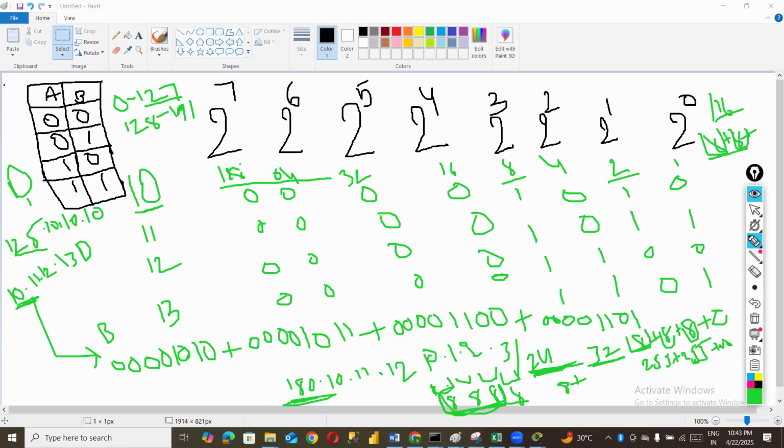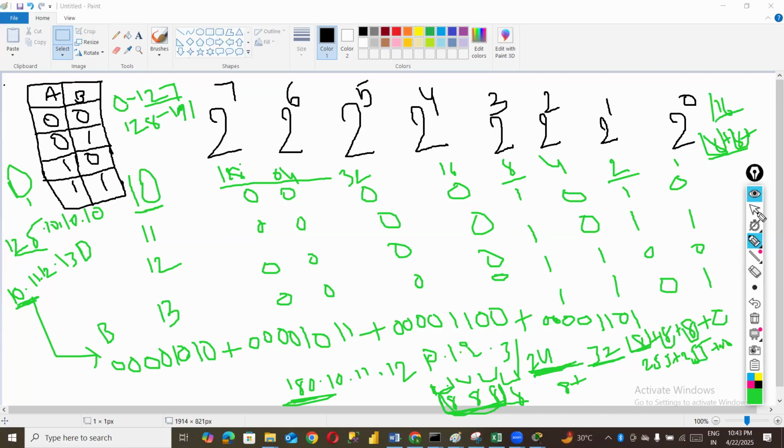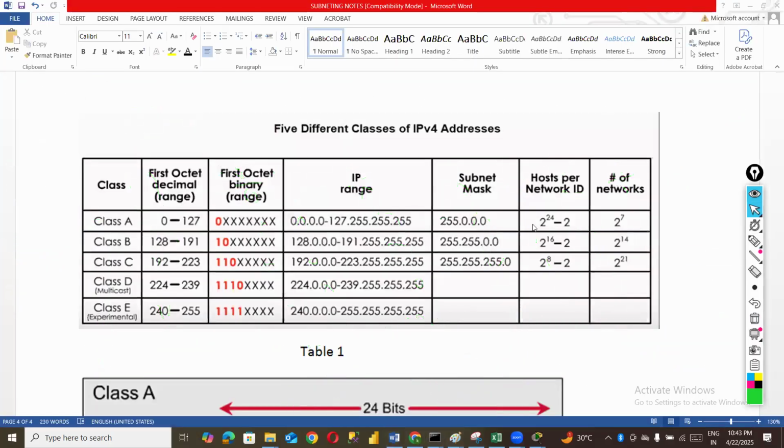Similarly, I'll give one example. Let me clear this. Okay, you can see, right? /8 means this is the range. /16, this is the range. So we can get multiple ranges, and we can calculate that as well.